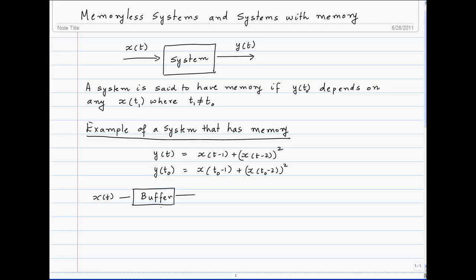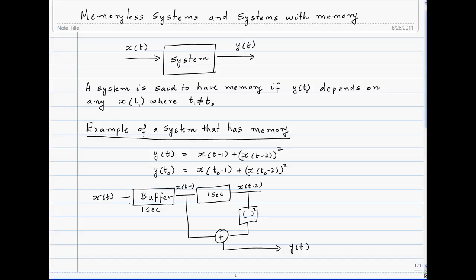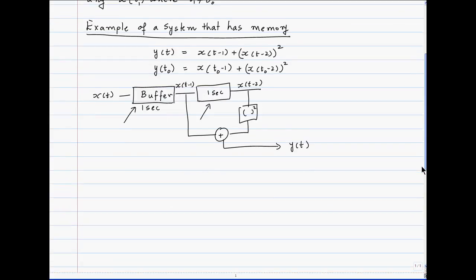In fact, if you have a buffer, or let's say a 1 second delay, then we can have two 1 second delay blocks. This would give us the signal x of t minus 1, and this would give us the signal x of t minus 2. We could take this, square it, and then add these two together in order to produce y of t. So the existence of these buffers or delay elements in the circuit means that the system has memory. We need to store something before we can produce y of t. That's what it means for a system to have memory.